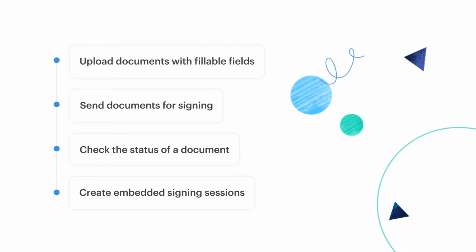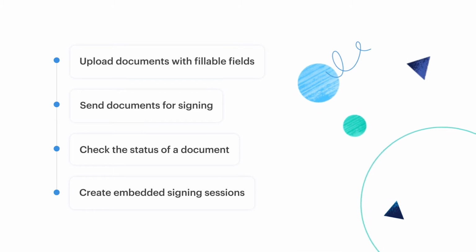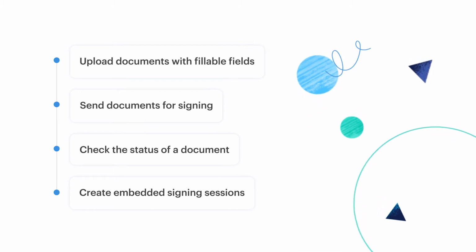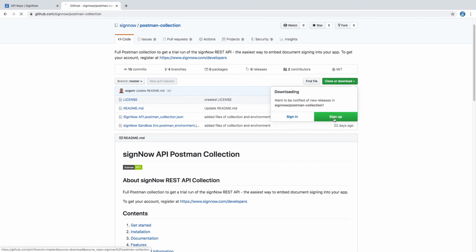You'll need a valid SignNow Developer Sandbox account to get started with the Postman collection. Otherwise, register a new account on the SignNow API page. Clone or download the collection to your computer and unzip the package.